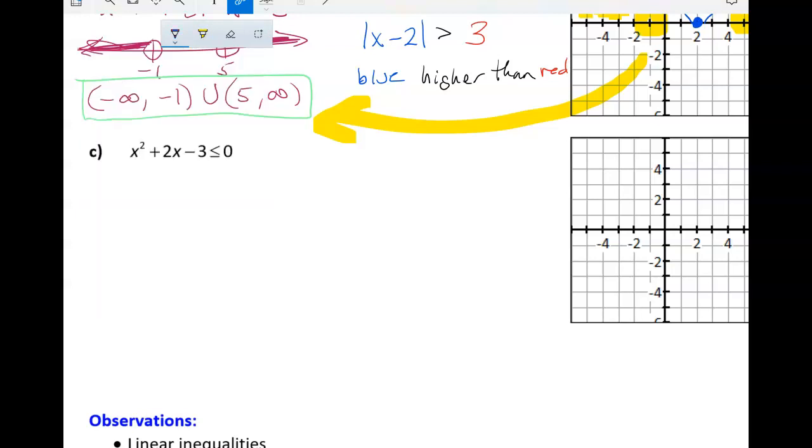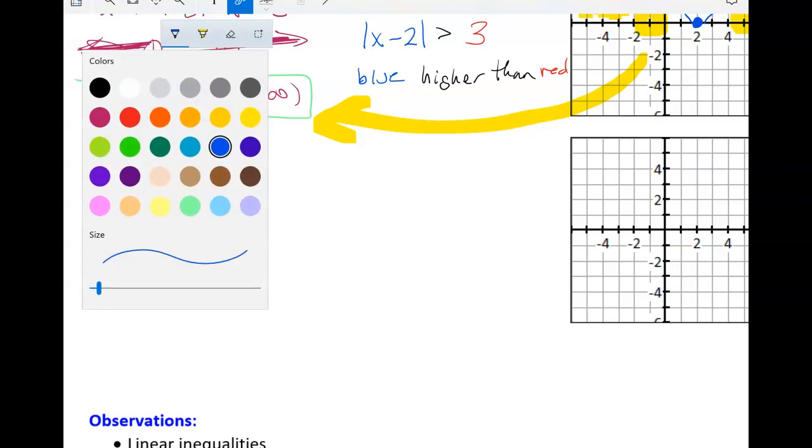Now, the next one, I promise you, you do not want to solve it algebraically, so we're actually just going to skip the algebraic method on this one. You can try to solve it algebraically, but it's going to be wrong. It's a much more difficult algebraic solution than what you might think. So you cannot solve a quadratic inequality the same way that you solve a quadratic equation. So let's just solve this one graphically.